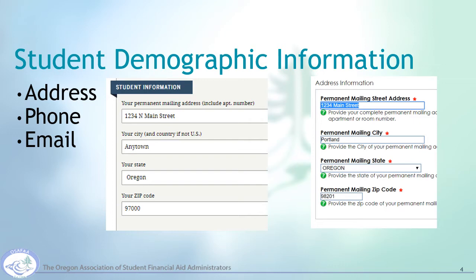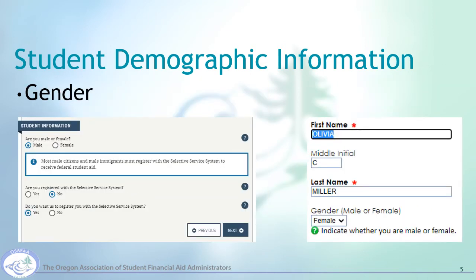Department of Education. The FAFSA and ORSAA both collect gender information. The gender reported on the FAFSA is the gender assigned at birth. This is to help determine if the student is required to register with the Selective Service System. Even if the student has legally changed the gender on their birth certificate, they need to report the gender assigned at birth on the FAFSA.